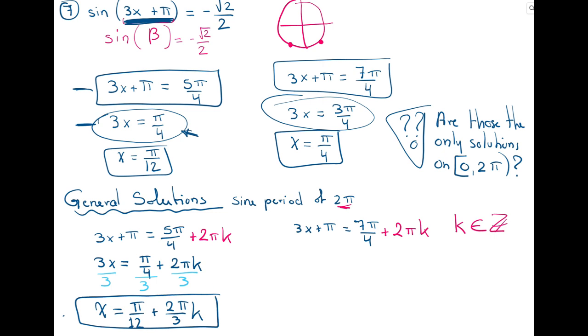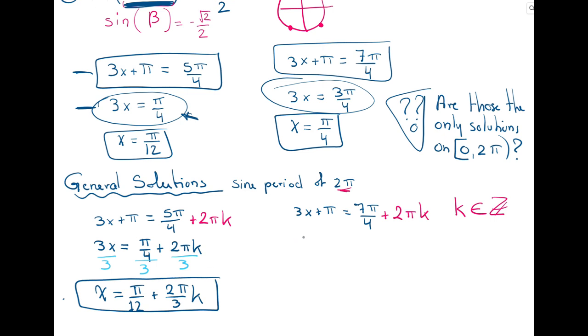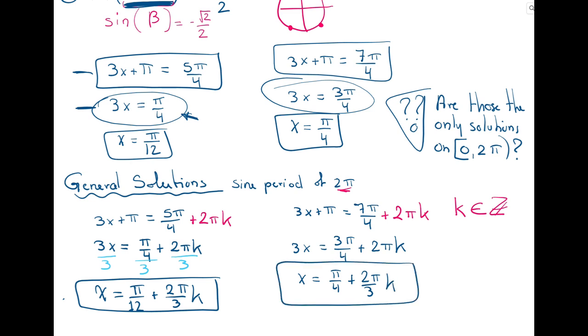Okay, and now we do the same with this one. So we're going to have 3x equals, and we add pi to both sides, will give me my 3 pi over 4 back plus 2 pi k. And then I'm going to divide by 3 everywhere, right? So x equals, divide by 3, the 3 cancels again, right? Like we did earlier. Plus, and then divide by 3 will be 2 pi over 3 k. That will be the other general solution.